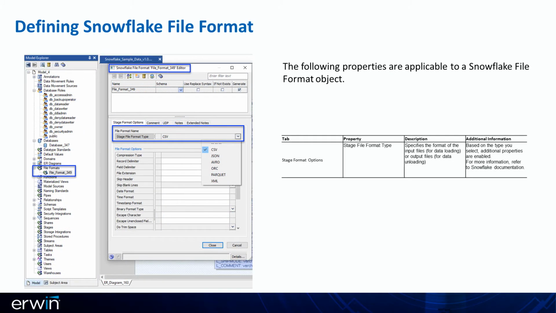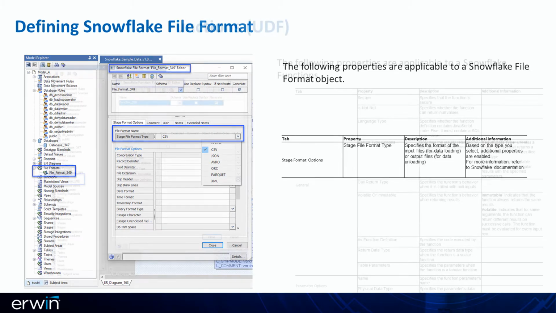Defining Snowflake file format. Snowflake supports structured or semi-structured file formats shown here in the Erwin DM drop-down list. File format options specify the type of data contained in a file, as well as other related characteristics about the format of the data. The file format options you can specify are different depending on the type of data you are unloading to. Erwin DM supports Snowflake's full set of file format option defaults.